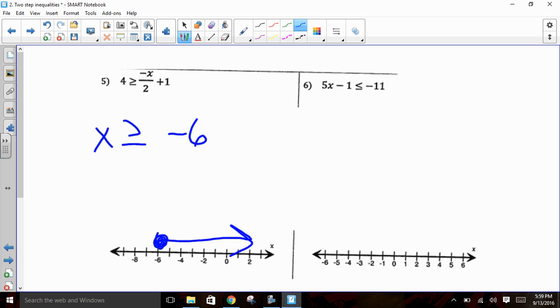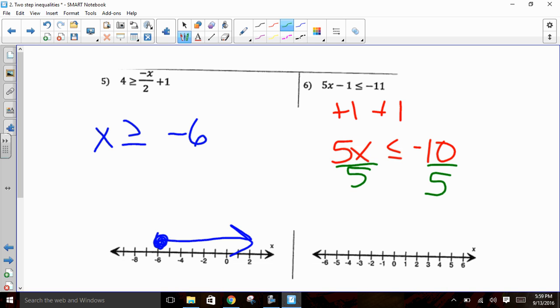Hope you all agree. All right, let's go ahead and look at number 6. I undo my negative 1. I have 5x is less than or equal to negative 10. I divide both sides by 5. I get x and negative 2, because negative 10 divided by 5 is negative 2.